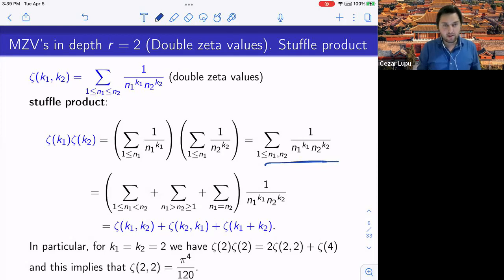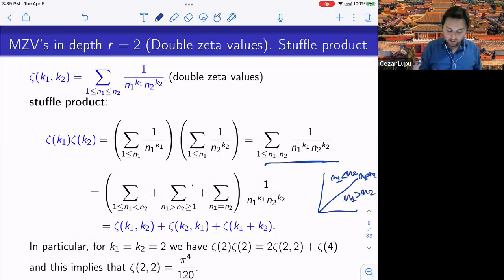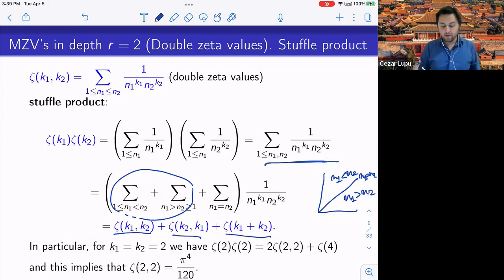And we can split this into three sums, right? The first one is when n1 is less than n2. The second one when n2 is greater than n1. And the third one when all 3 of them are equal, right? So in these 2 cases here, we'll have 2 double zeta values, but in this case, when n1 equals n2, we will have 1 single zeta value. So basically, this is just a baby example of what we call the stuffle product.